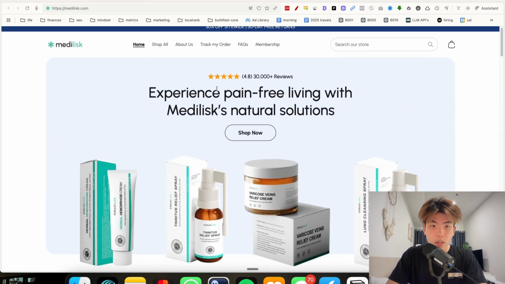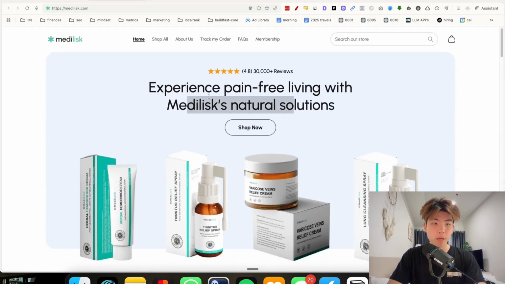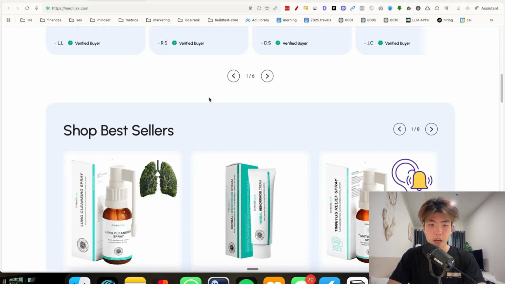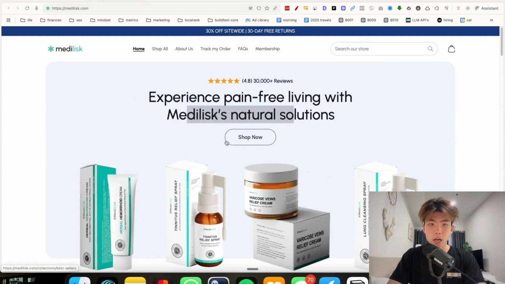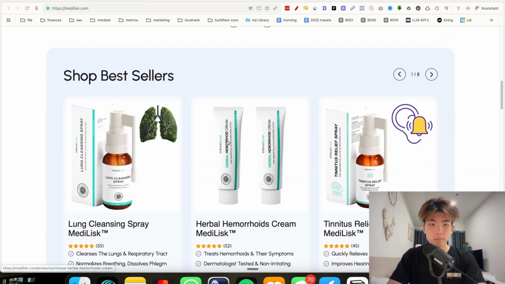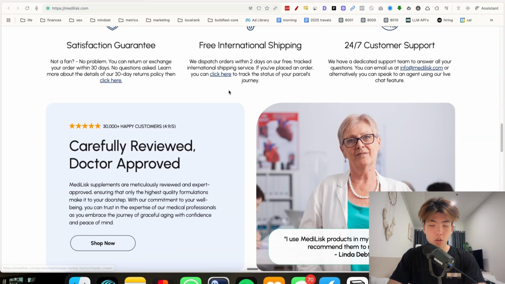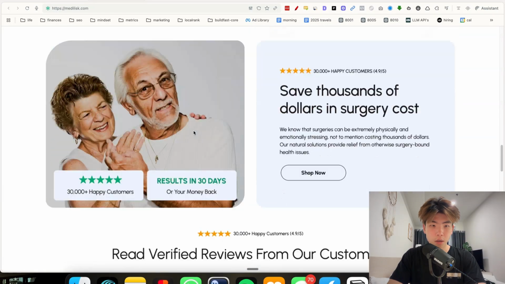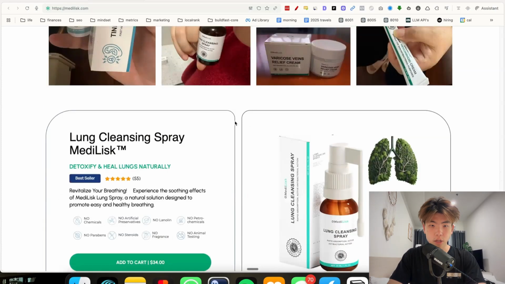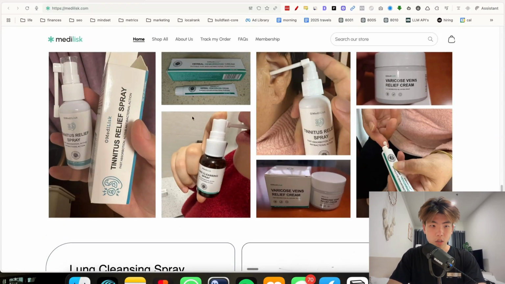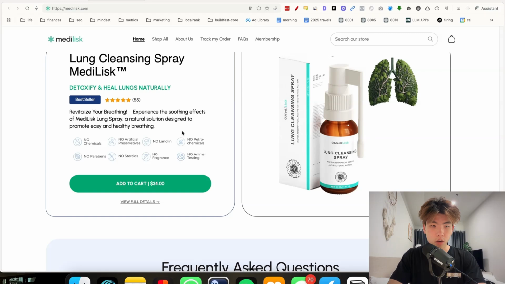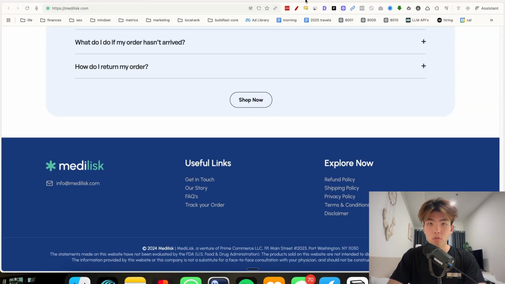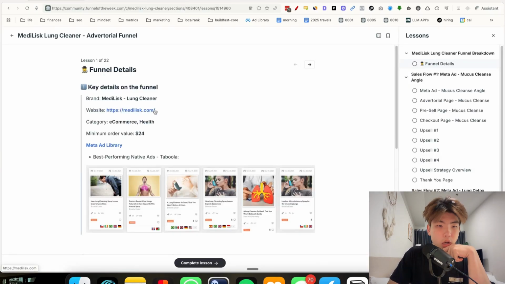So yeah, this is the product. Basically the problem that they're solving is if you have lung issues, you can just take this product to help solve your lungs. They have multiple products on their landing page. They have an authority figure. They have a bunch of social testimonials. This is UGC, which I really like. And then here's an add to cart directly on their landing page and some FAQs. So that's their landing page.